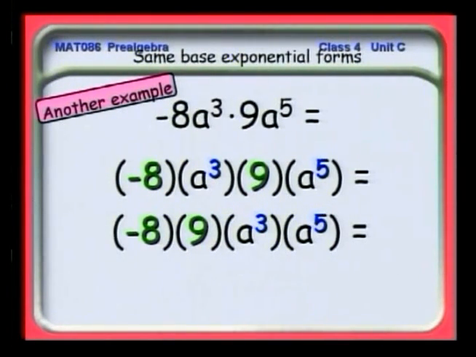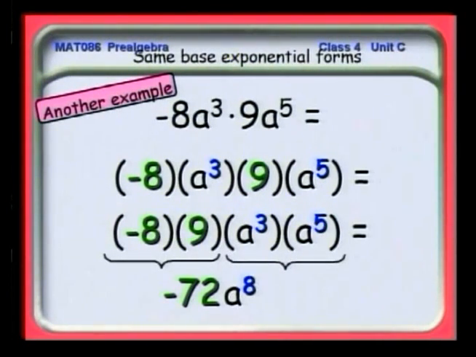Notice that they're the same base together. Minus 8 times 9, 72, negative 72, because minus times positive is minus. A cubed times a to the 5th, 3 plus 5 is a to the 8th. So the final result here is minus 72 a to the 8th power.